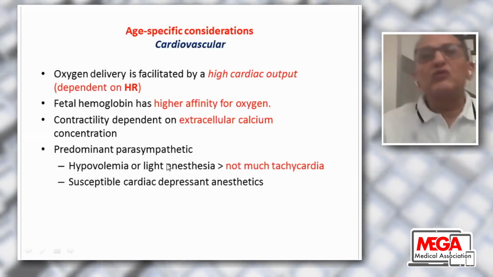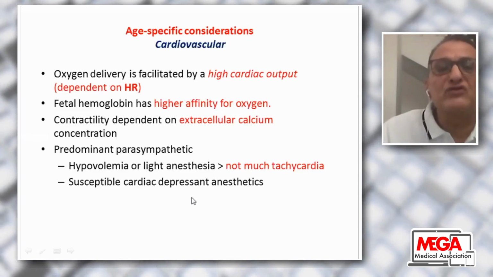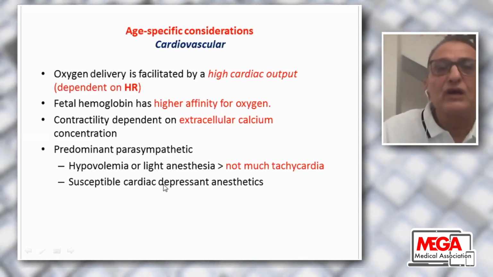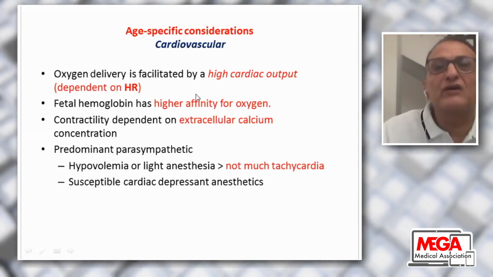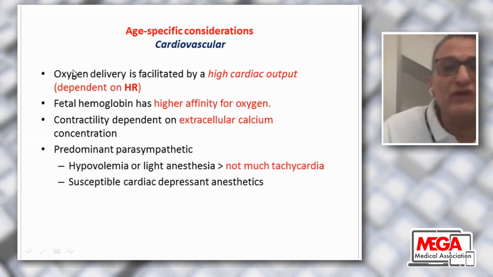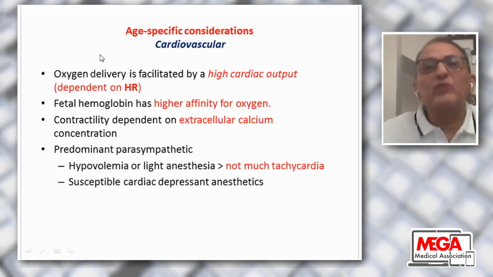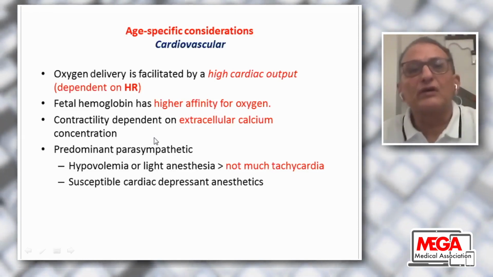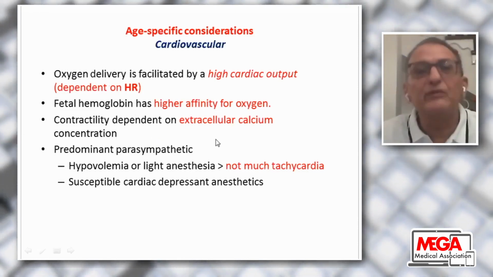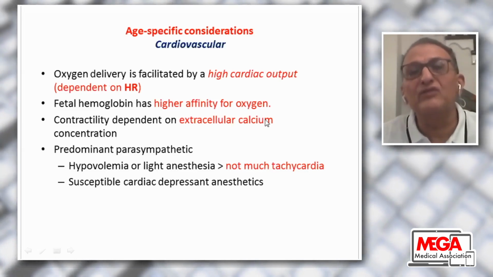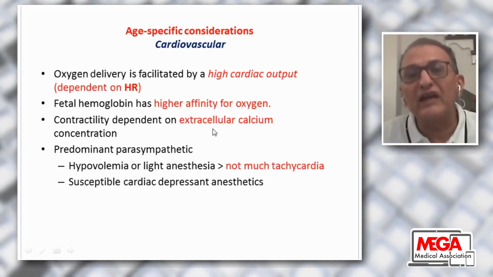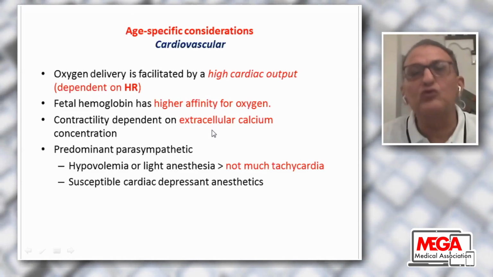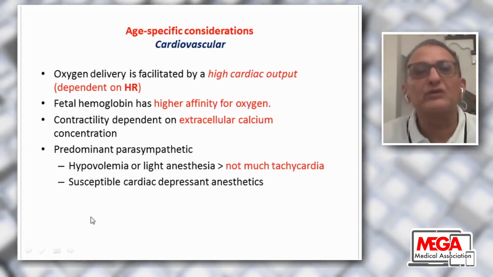When we come to the cardiovascular considerations related to age, of course, they have high cardiac output, which is mainly dependent on heart rate. Their fetal hemoglobin has high affinity for oxygen. Their contractility is dependent on extracellular calcium. This is very important because if calcium is low, then it's difficult to get a normal blood pressure.